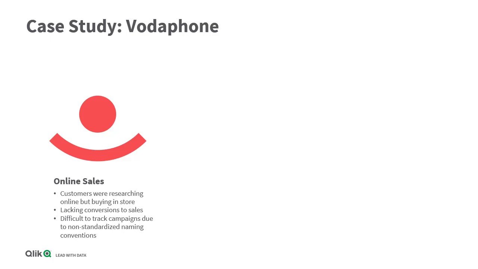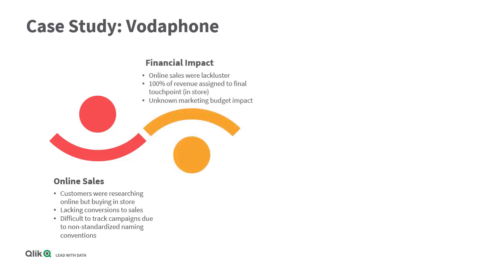They also experienced difficulty tracking campaigns due to non-standard naming conventions. Financially, it appeared as though online sales were lackluster since 100% of revenue was assigned to the final touchpoint, which was generally in the store. Vodafone couldn't determine the budget impact from any online marketing.